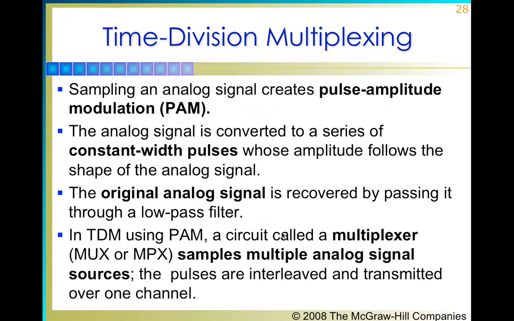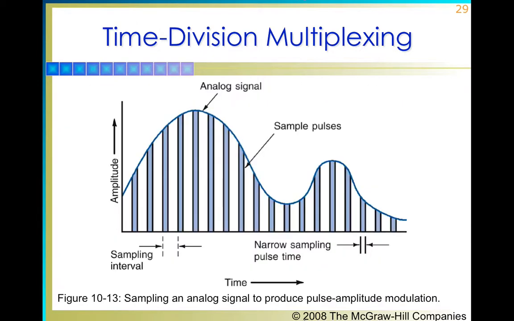So sampling an analog signal creates a pulse amplitude modulation, and the analog signal is converted to a series of constant width pulses whose amplitude follows the shape of the original signal, and the original signal is recovered by passing through a low pass filter. In TDM using PAM, a circuit called multiplexer samples the multiple analog sources. The pulses are interleaved and transmitted over the channel.